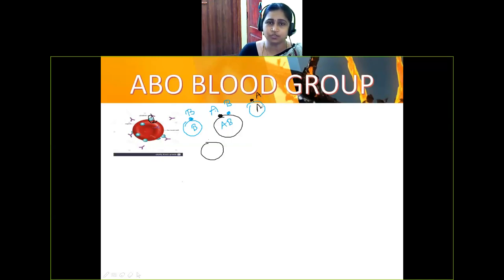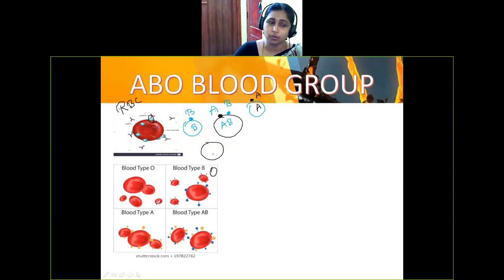Now here, if you see on the surface of this RBC cell, red blood corpuscles, no antigens are there, it is nil, zero. That is why the blood group is called what? O. The O blood group. O represents nothing, nil, zero. There is no such antigen. So it is called the O blood group, right? We'll see the picture.